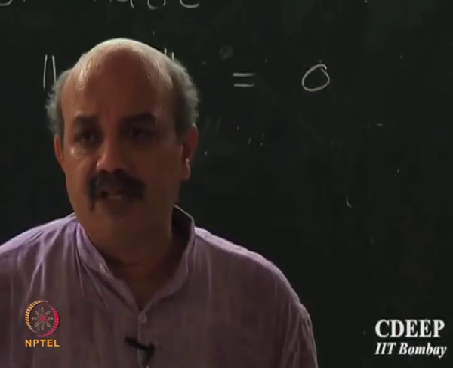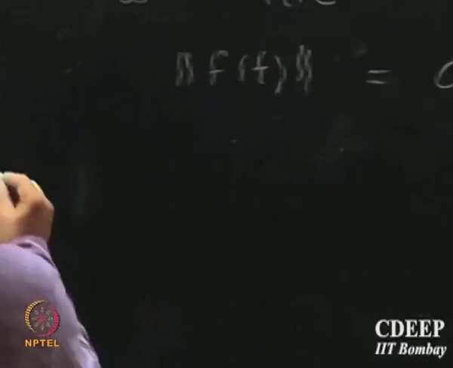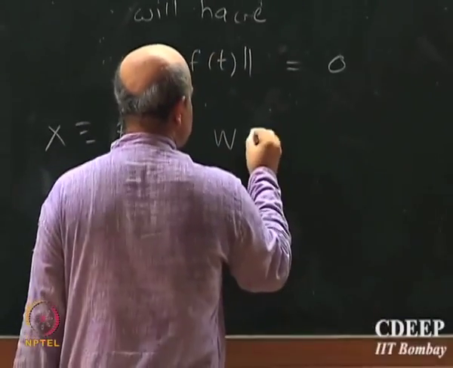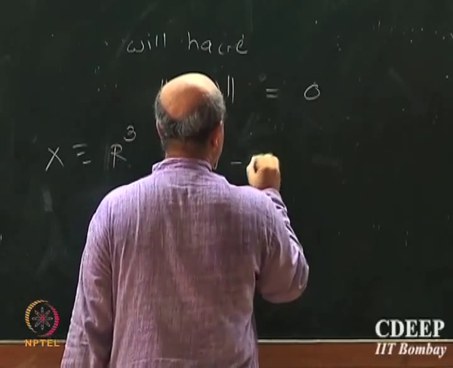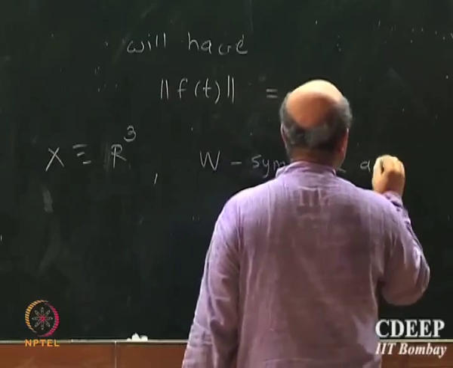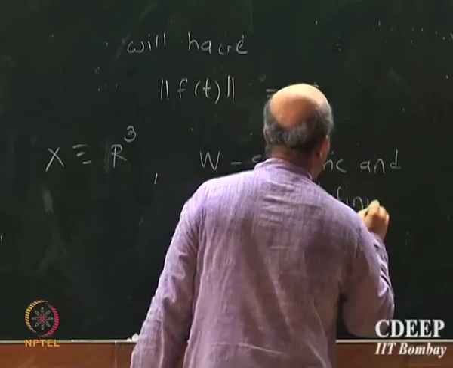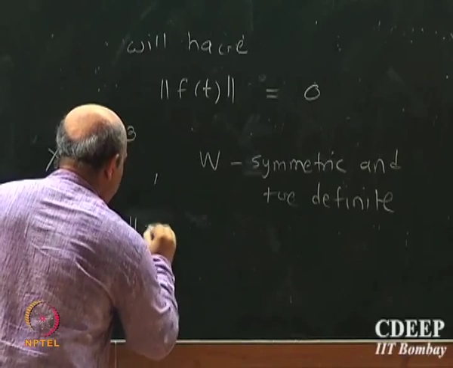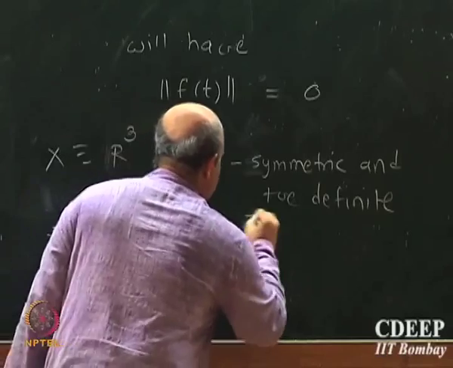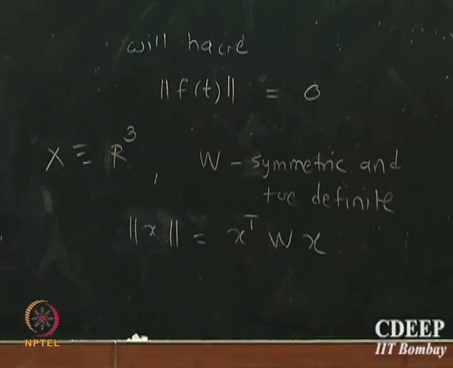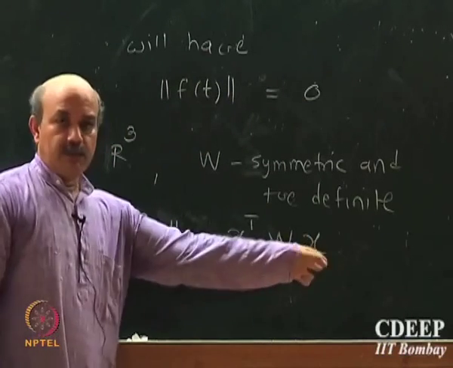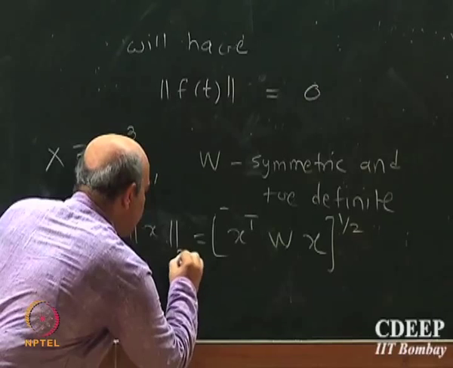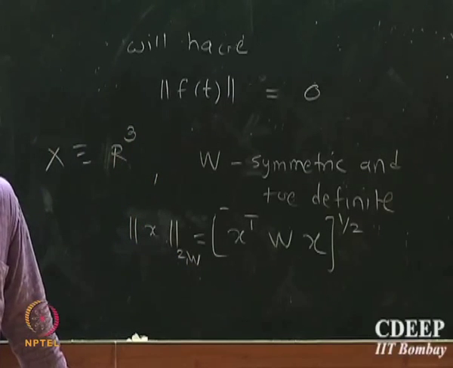Even in three dimensions, there are multiple ways of defining norms. For example, if x is in R3, and I give you a matrix W which is symmetric and positive definite, then I can define a norm of a vector x in three dimensions as x transpose W x, raised to half. We call this the two norm with matrix W, where W is some symmetric positive definite matrix.